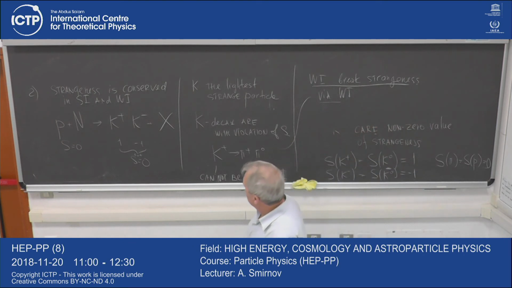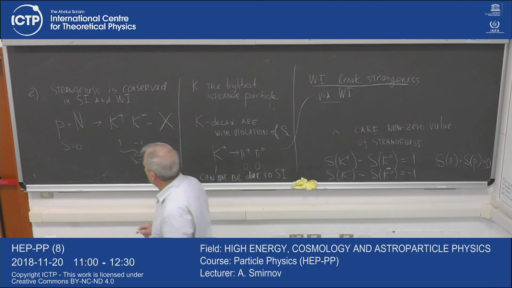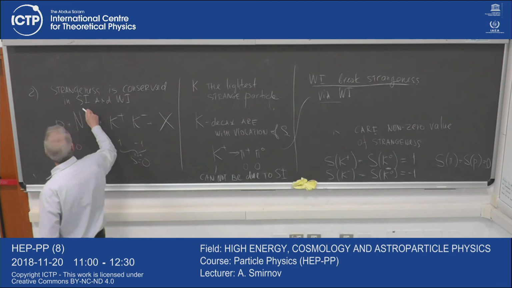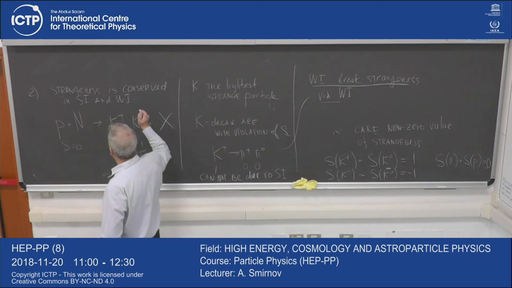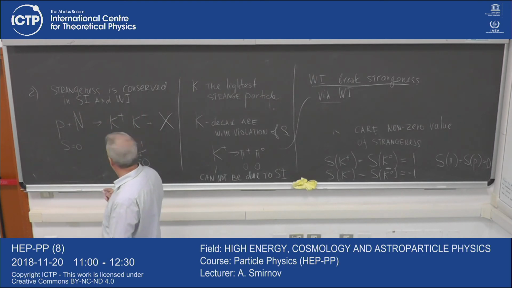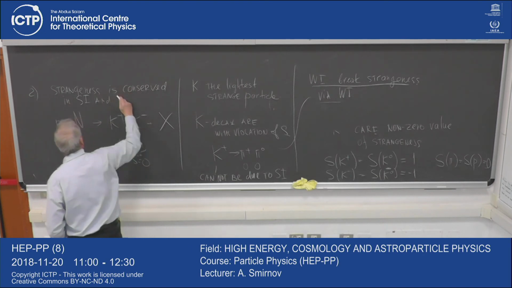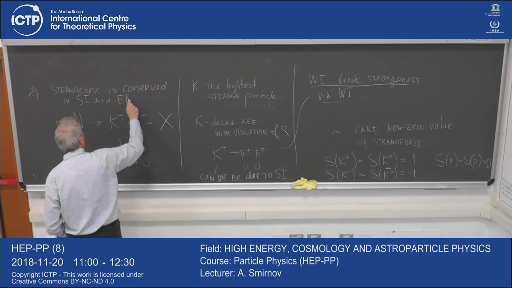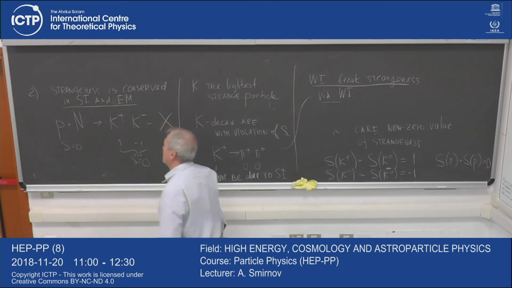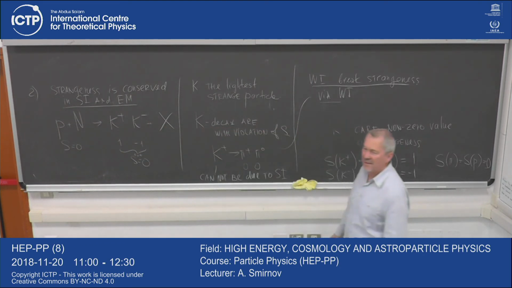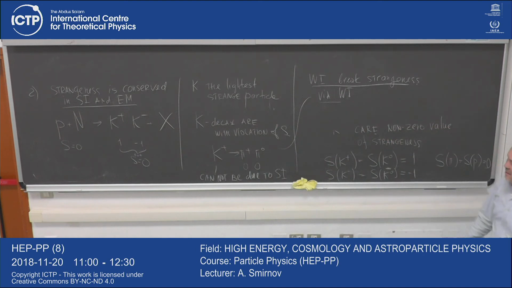Strangeness is conserved in strong interaction and electromagnetic interaction. Right, thank you. So it's conserved in strong and electromagnetic interactions. And it is violated in weak interactions.